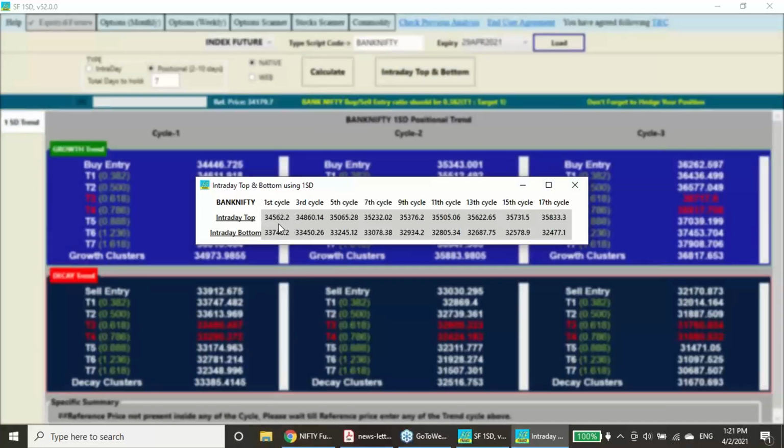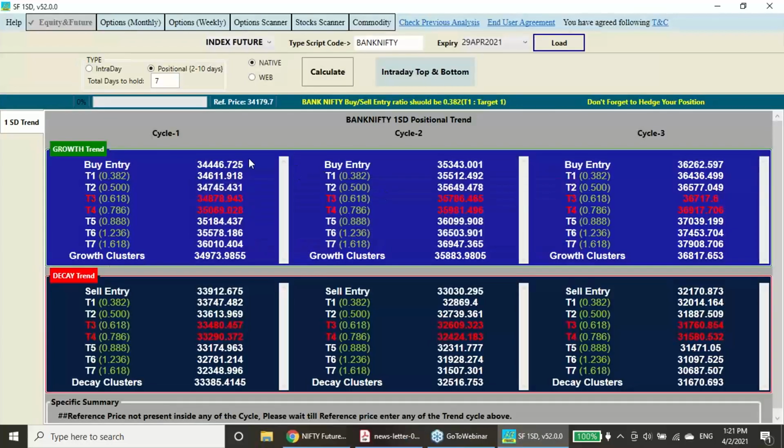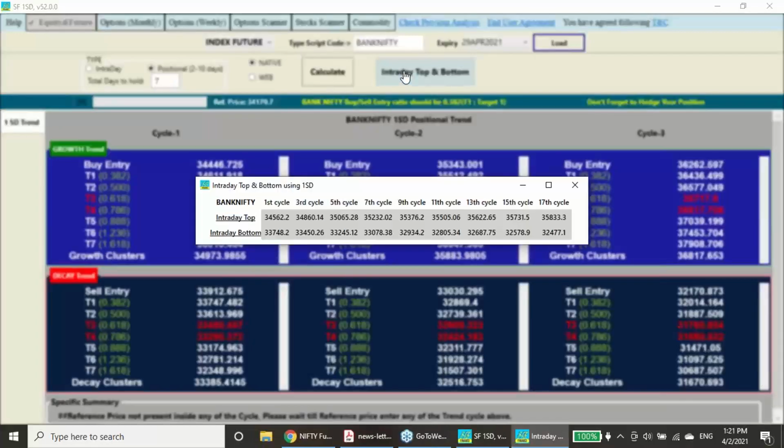34,562 is our top. Once it crosses 34,860 and so on, the bottom is set at 33,780. So this top and bottom and trading levels are different. Top and bottom are the extreme price points we can get in a day. Once one top is crossed successfully and price is maintained above that, then the next top will be the termination point for the day.